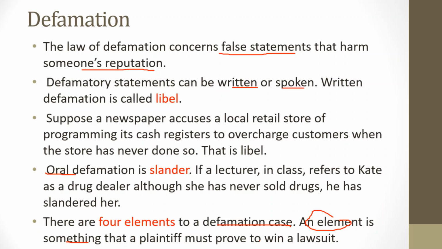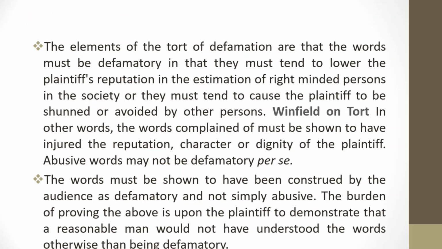Now, moving ahead, when it comes to defamation, this defamatory statement must tend to lower the complainant's reputation in the estimation of right-minded persons in society, meaning that after hearing this statement about you, I can avoid you, or I can view you differently. The way I used to respect you, before I held you with high regard, but suddenly your reputation has reduced.